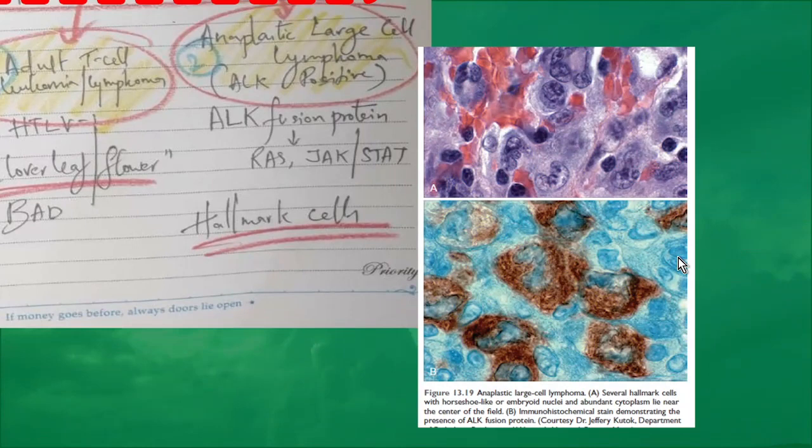Anaplastic large cell lymphoma, as the name suggests, has very large cells that are pretty anaplastic, bizarre cells. Many of them have an embryonal kind of shape. They're called embryoid nuclei. It almost looks like a human embryo or is horseshoe-like. And this is immunohistochemistry for ALK. ALK is positive in the cytoplasm.